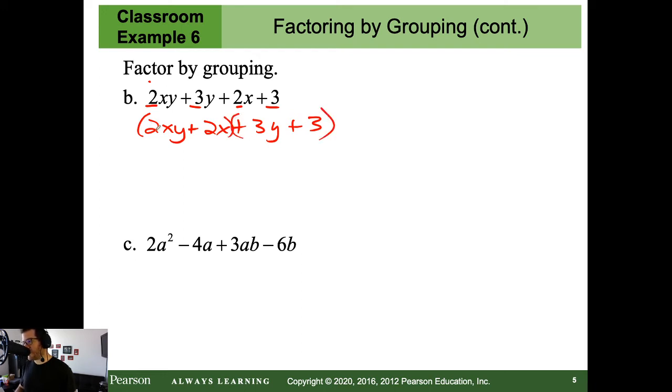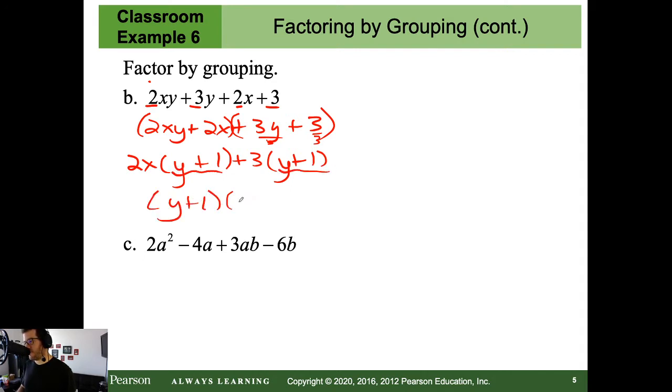If I look at this, they both have a 2 and they both have an x. If I divide this by 2x, I'm left with y. And if I divide this by 2x, be careful, I'm still left with a 1. Here, I think I can factor out a positive 3. Remember, if I divide this by 3 and this by 3, I'm left with y plus 1. Now look, we did it. Whatever's on the inside together, and then whatever's on the outside.